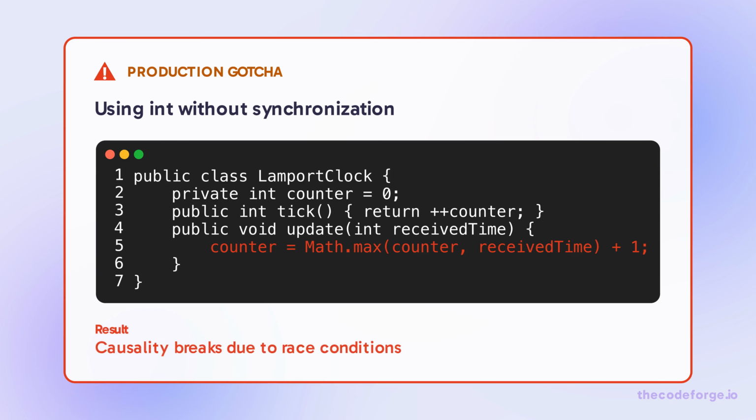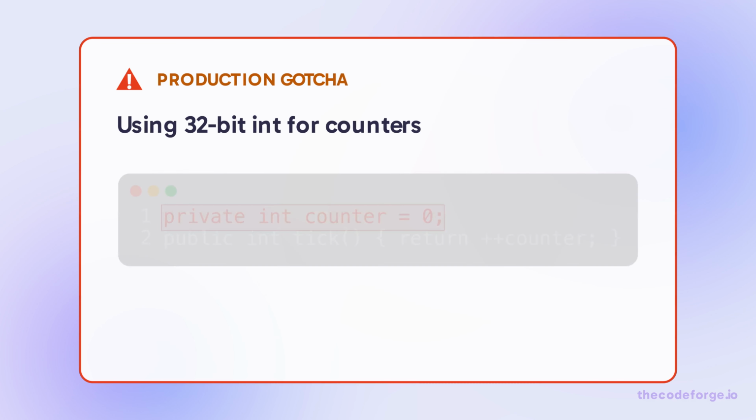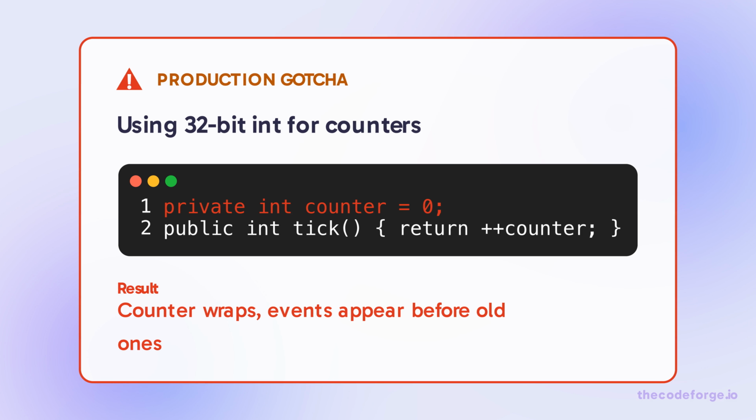If you don't use atomic operations, your clock can decrease due to thread interleaving. This breaks causality. Always use an atomic integer or similar monotonic counter. A 32-bit counter overflows at about 4 billion events. In a high-throughput system, that's days. Use 64-bit long counters to make overflow virtually impossible.